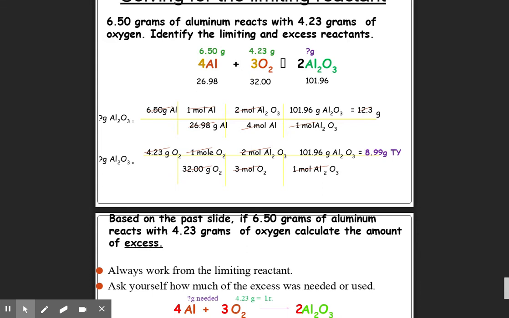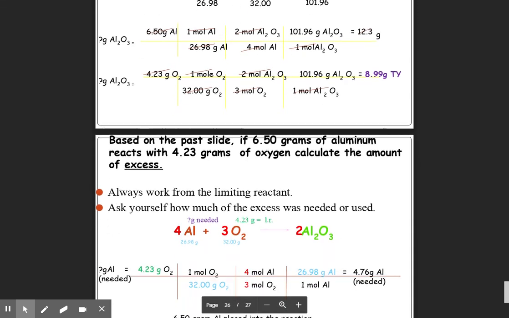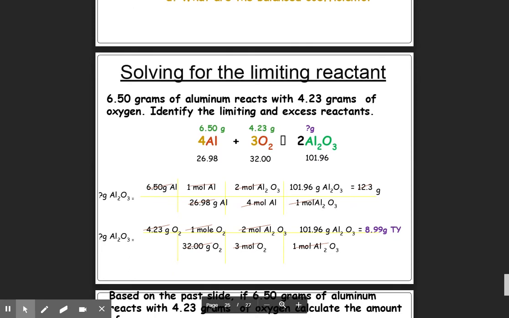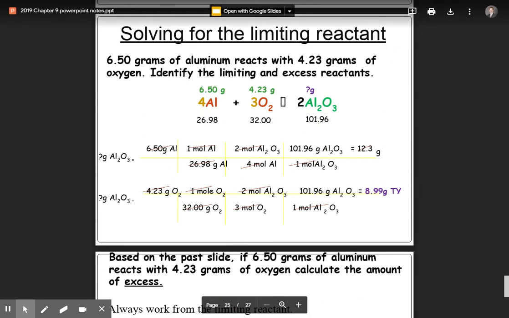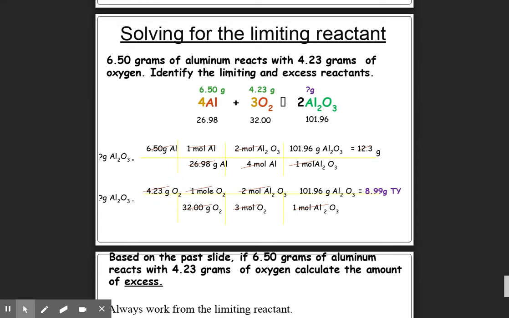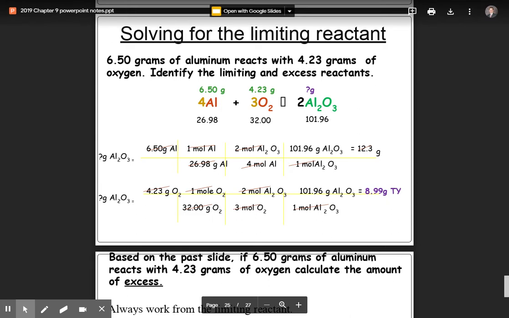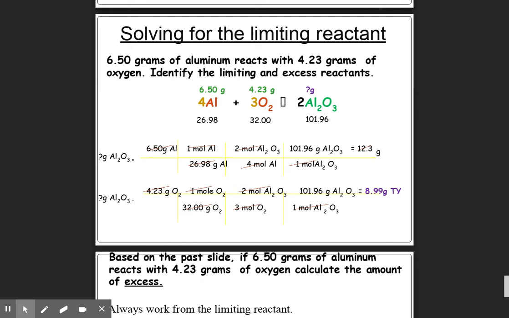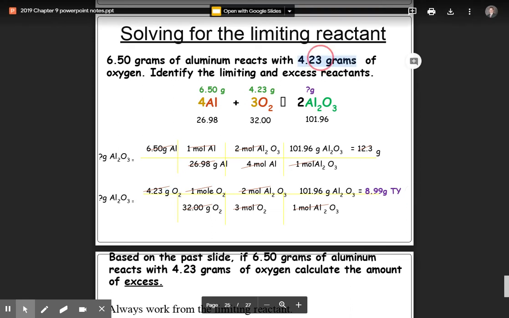So you always want to start these calculations with the limiting reactant. I already determined that I can make 8.99 grams of product, and I know that I'm going to run out of oxygen. So I'm going to use up all 4.23 grams of oxygen. What I need to ask myself now is, in the process of using all of this up, how much aluminum do I need? Can I convert from 4.23 grams of oxygen to grams of aluminum to see how much it's going to react with? Yes, I can.